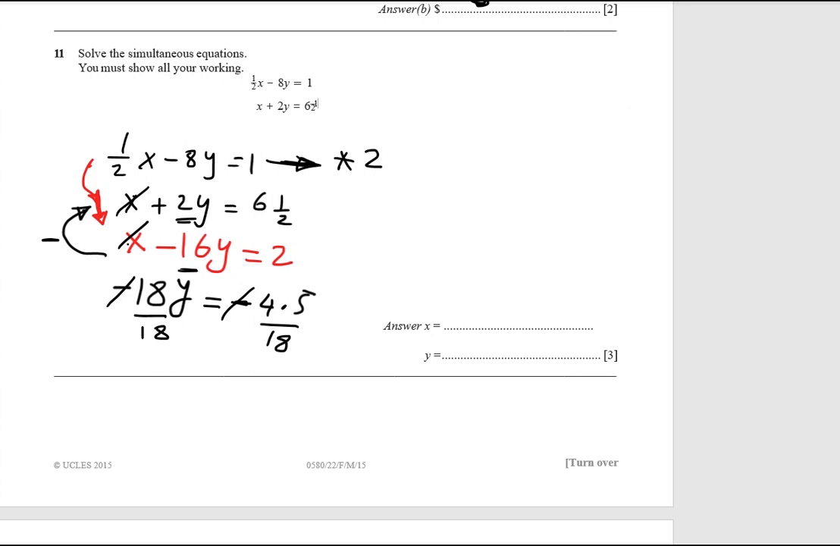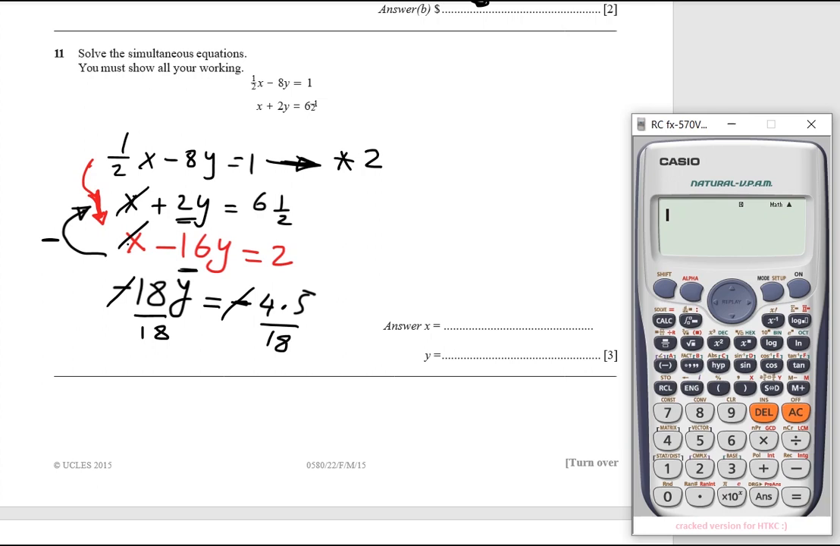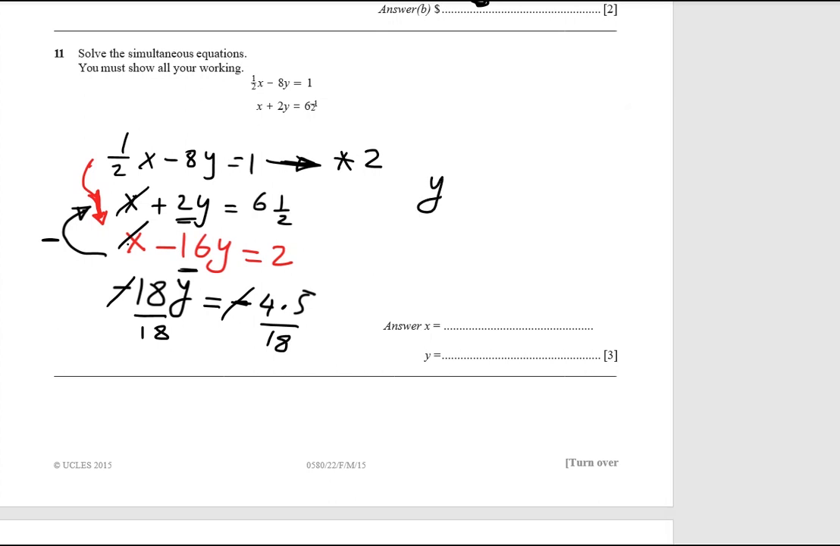Let us go to our calculator. 4.5 divided by 18 equals 1 over 4. So y now is equal to 1 over 4. So now we found y. We can go to either of the two equations, this one or this one, to find the x. Let us go to the first one.